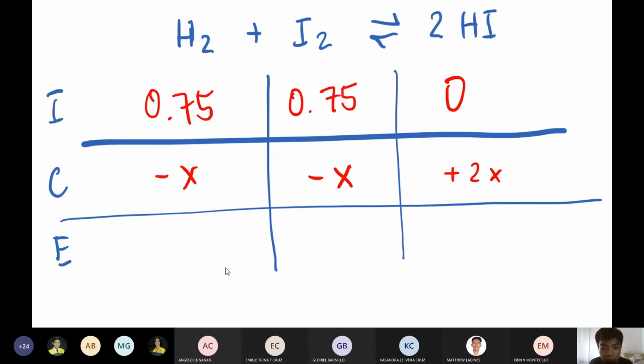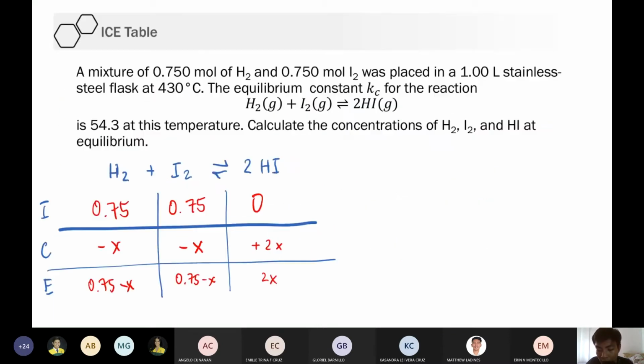How about E? Equilibrium. So, again, for E, you just add I and C. Ipag-add mo lang yung dalawa. 0.75 minus x. Edi 0.75 minus x yan. Ito rin, 0.75 minus x. On the product side, ano sagot? 0 plus 2x, edi 2x lang. Okay? So, yun na yun. So, we're done with the ICE table.